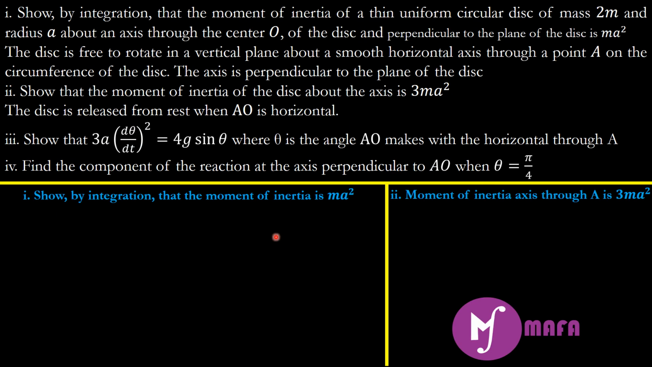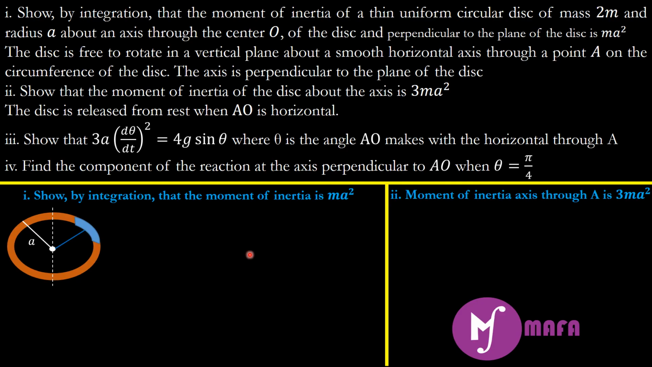Okay, so let's begin with showing by integration that the moment of inertia of this disc about an axis that is passing through O and perpendicular to the plane of the disc is ma squared. First we consider the disc as a circular lamina. We have the axis which is passing through the center of the disc. The radius of the disc, meaning the distance from any point to the center of the disc, is a. That's the center of the disc.